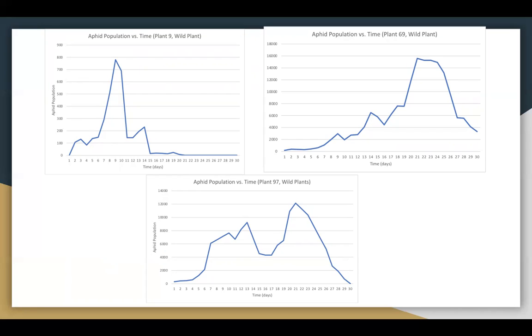The graph of plant 69, which is in the upper right, shows a period of low population in the early part of the experiment, but a large spike in aphid population occurring later in the data collection period. The graph of plant 97, which is on the bottom, shows that the aphid population increased rapidly during earlier parts of the experiment and then drops slightly, but recovers to the higher levels seen previously. This can be directly related to diffusive instability and the biostability of the aphid population.